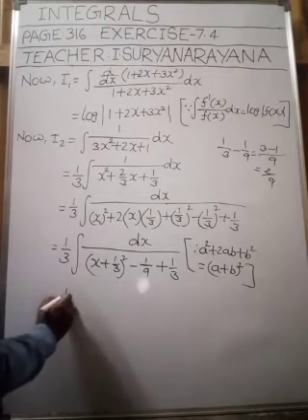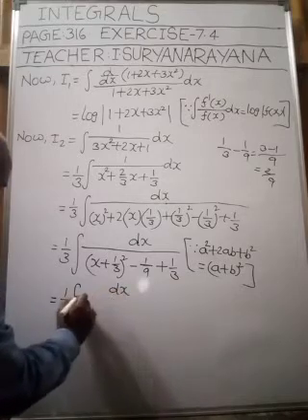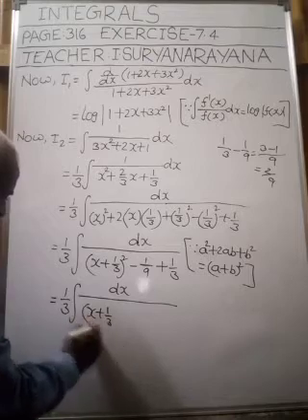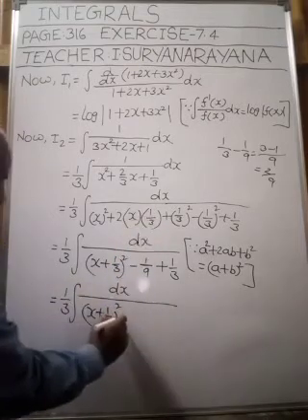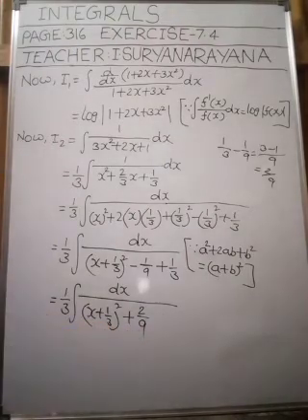Right. So 1 by 3 integral dx by x plus 1 by 3 whole square plus 2 by 9. Understood this step, my children?